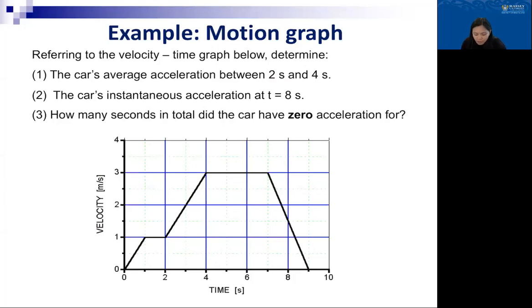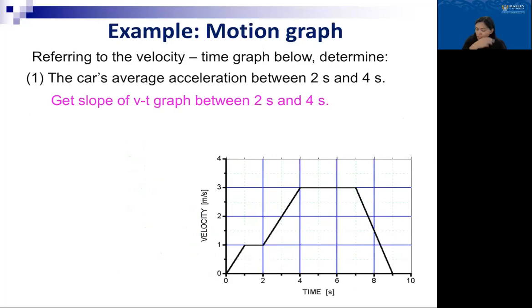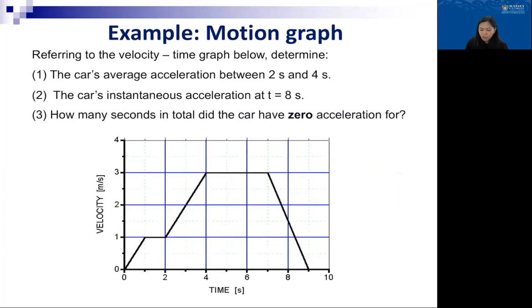All right. Okay. So maybe let's look at the first question. The car's average acceleration between 2 seconds and 4 seconds. So the first thing, whenever you're given a problem like this, is to check what the value on the y-axis is, because the slope can either be velocity or acceleration depending on what the y-axis is.